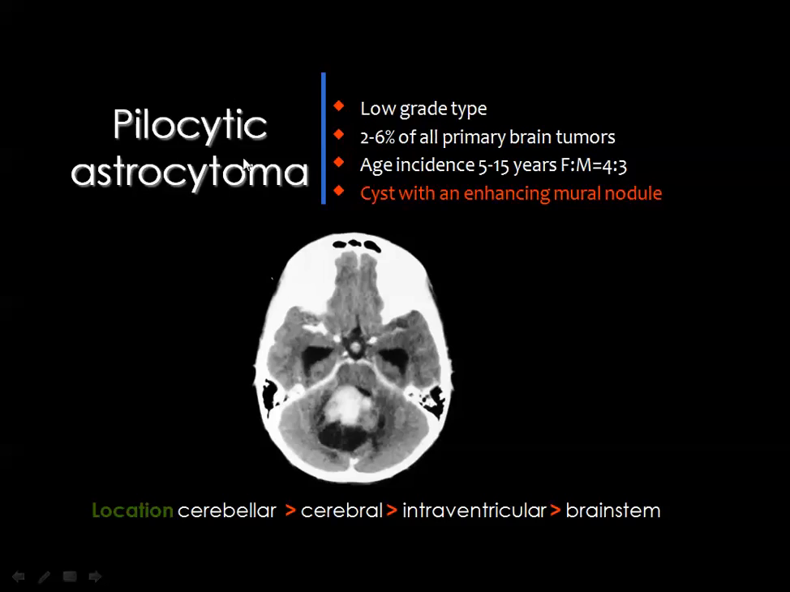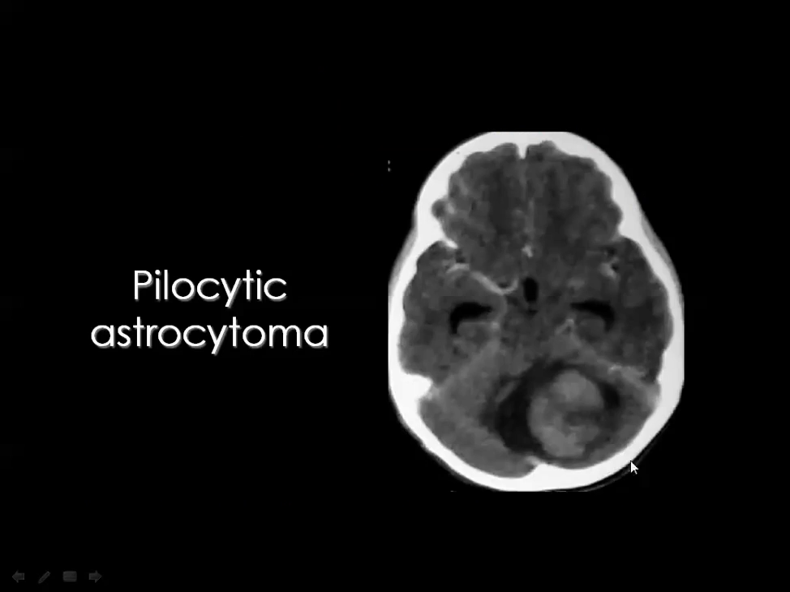And you see the incidence is between the ages of 5 to 15 years old, and it represents about 2 to 6% of the primary brain tumors. Then, if you see a cyst with an enhancing mural nodule, then you consider pilocytic astrocytoma in the posterior fossa, regardless of the size of the nodule or the site of the nodule. The nodule may be on the inner wall of the cyst and may be located in a septum inside the cyst itself. And this is a good example of a pilocytic astrocytoma.